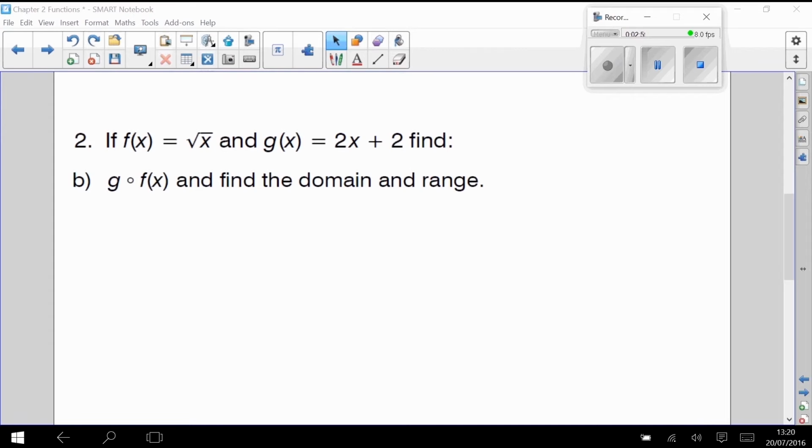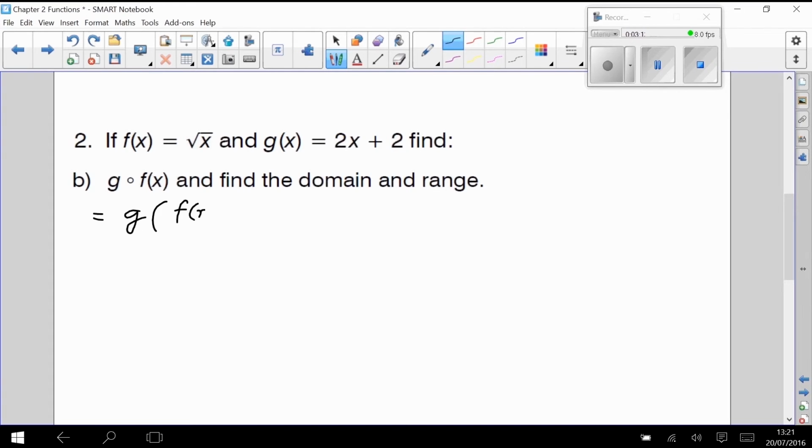Let's repeat this exercise just so that we can make sure that we're good at it. In this example, I now want to find g of f of x. In other words, I'm looking for g of f of x. And so what I'm going to do now is on my g graph, where I found an x, I'm going to replace it with the whole expression for f of x. And this now is going to be written as 2 times the square root of x, plus 2.